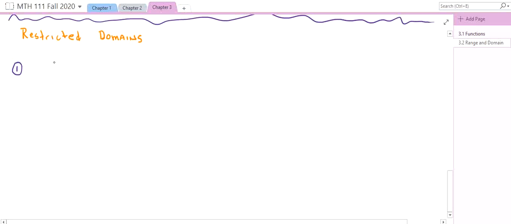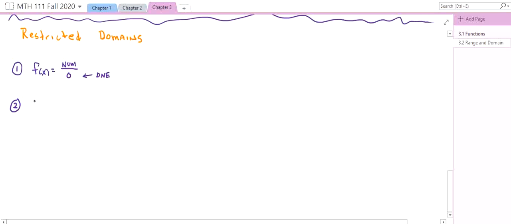Case one is any situation where we have f of x equals something in the numerator. Doesn't matter what's in the numerator, divided by 0. Whenever that happens, this does not exist. This is an indeterminate. So whenever you have a function where there ends up being a 0 in the bottom, that's going to cause us problems.